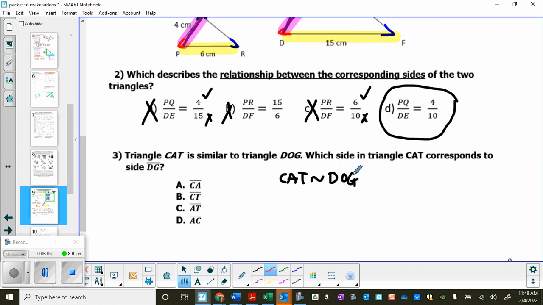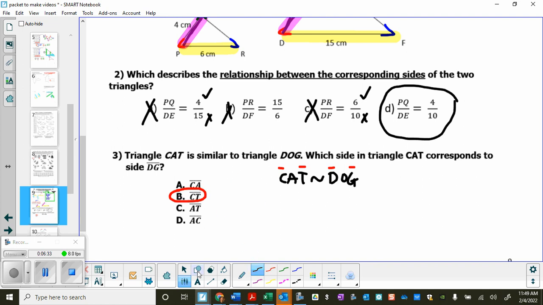Now DG over here would be this first letter and this last letter. So it should be the first letter and the last letter. And here we're looking for CT, so that's going to be this answer choice here. If it tells you what's similar, and you know letters D and G are in the first spot and the last spot, then you care about first spot and last spot over here, which is the CT.